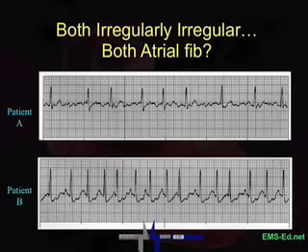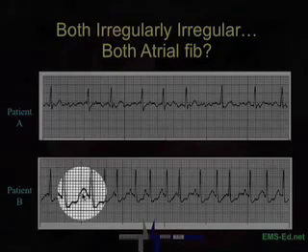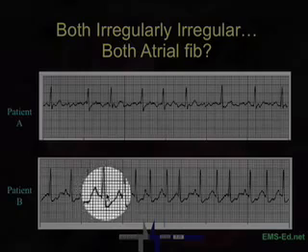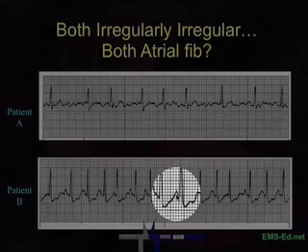Okay, time's up. Remember, the definition for AFib: irregularly irregular with no discernible P waves. Both patients are irregularly irregular, but one patient has discernible P waves. Which one? Patient B. But look at these P waves closely. Look at this one. This one's a little bit more broad. This one's real pointy.